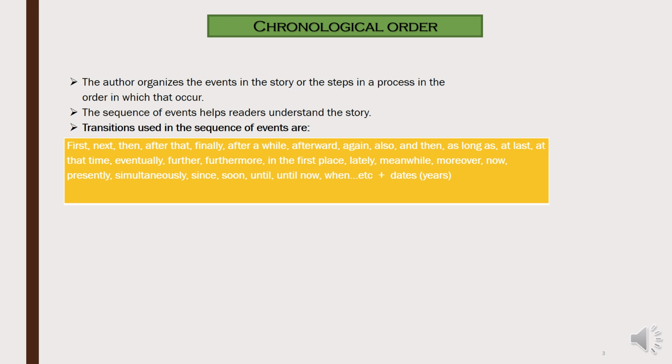So when I want to start writing a story, I have to start the events from the beginning, I move to the middle and then to the end. Same as what we do when we are writing about steps in a process. We start with the steps from the beginning to the end. This is what we mean by chronological order.